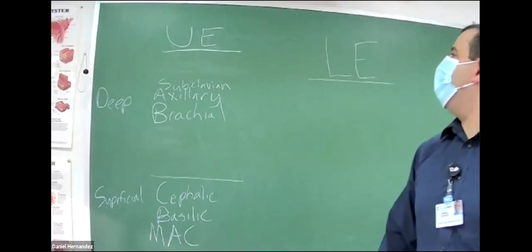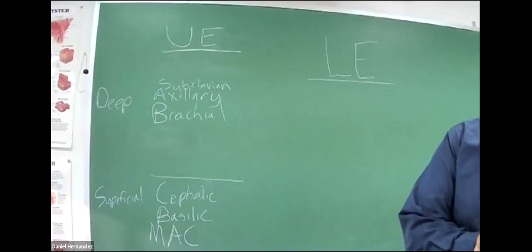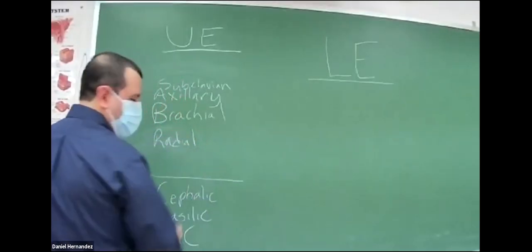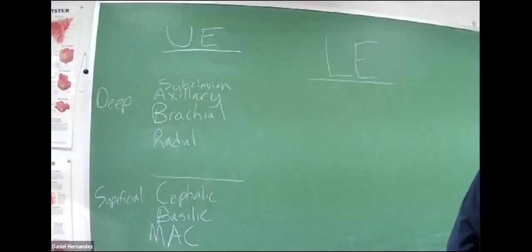Lauren, can you name another vein for the arm? Radial. It's radial, a good deep vein. And then Megan, another vein for the arm. The ulnar vein. Ulnar, good, and that's deep.